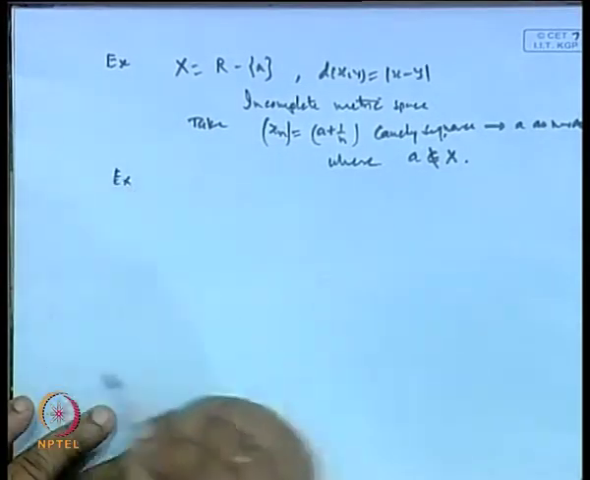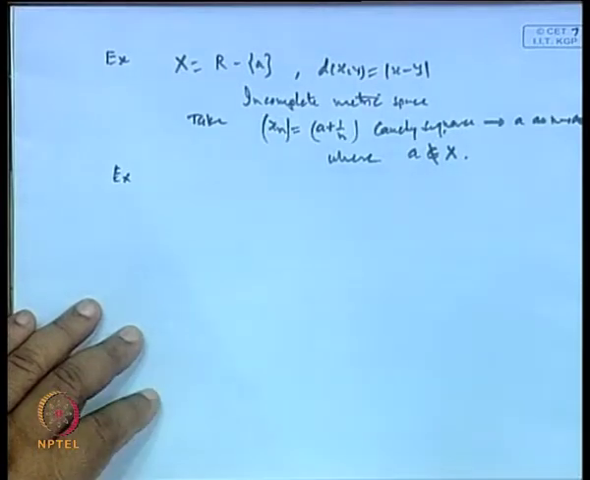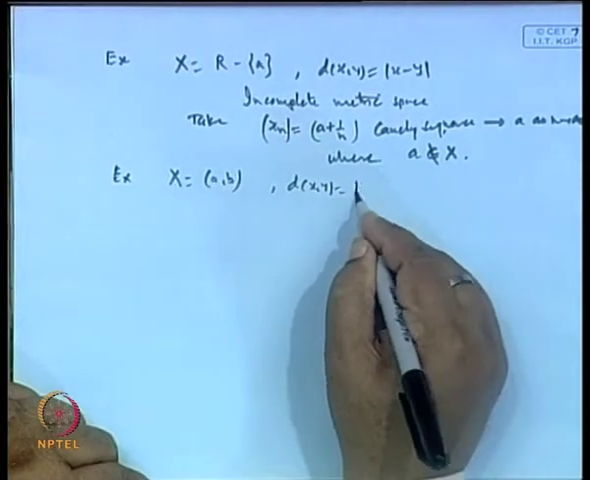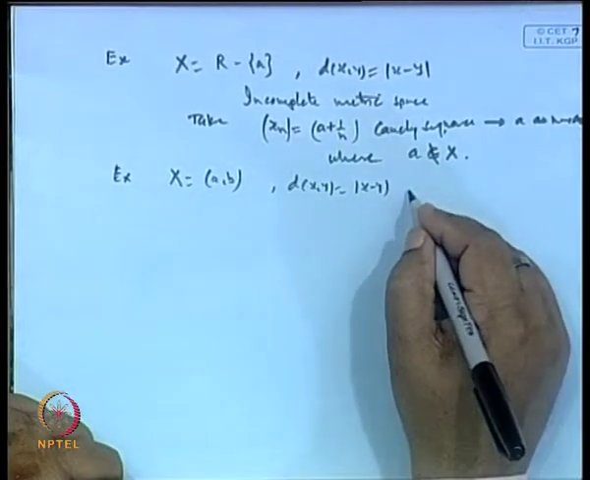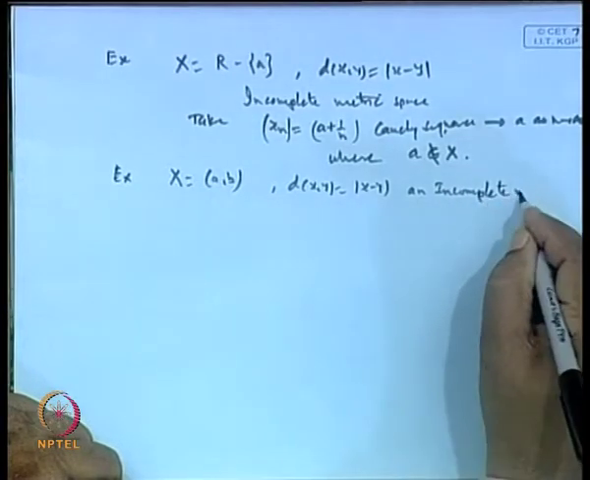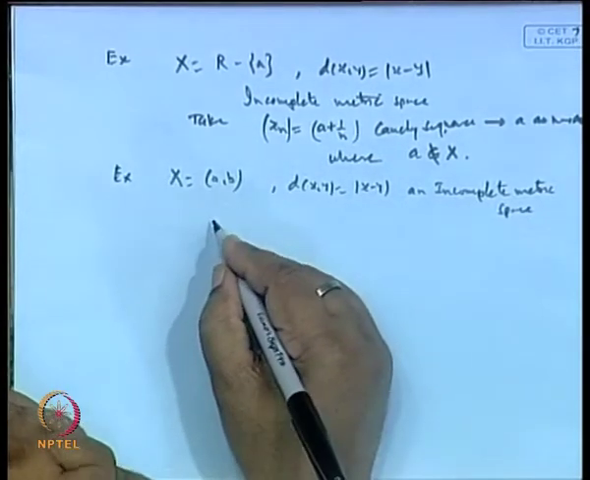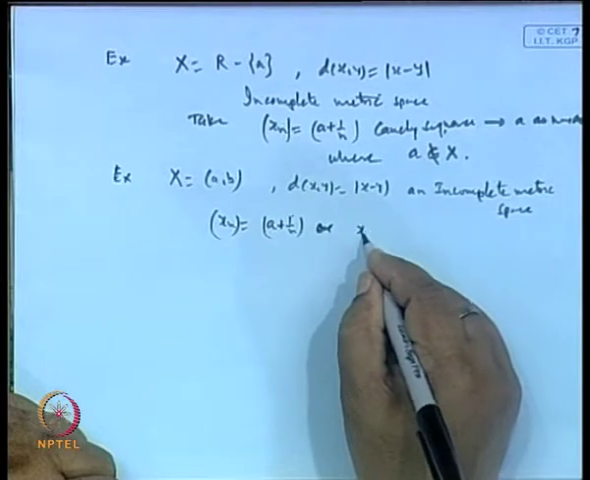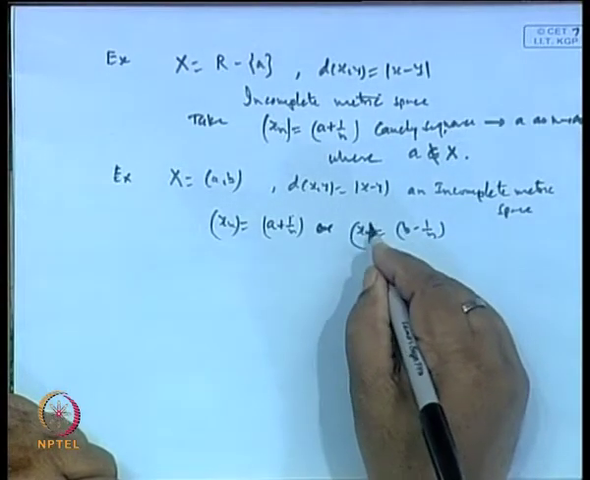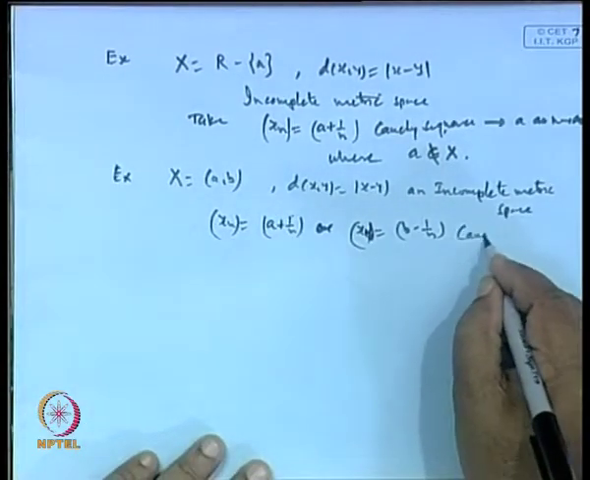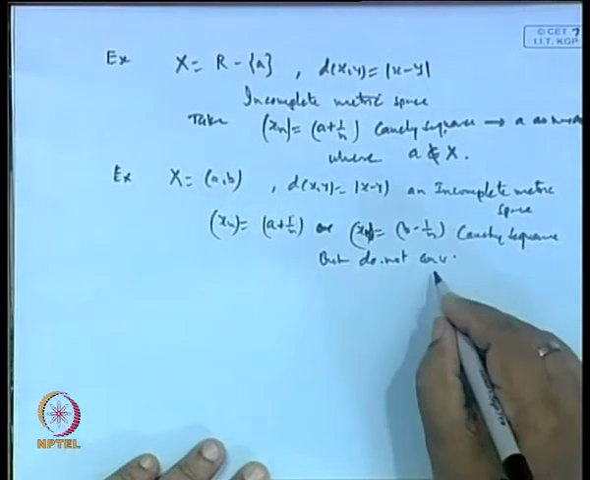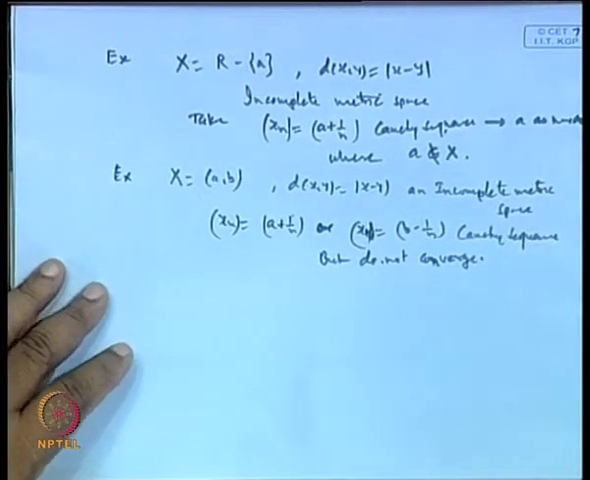Then another example we can choose from the set of real numbers. If I remove all the irrational points, then the set of rational numbers is an incomplete metric space. Even the open interval (a, b) under the metric d(x, y) = |x - y| with the induced topology will be an incomplete metric space, because here I can choose the sequence x_n as a + 1/n, or x_n = b - 1/n. If I take this type of sequence, then both are Cauchy sequences which do not converge. So, that is why it is not complete.